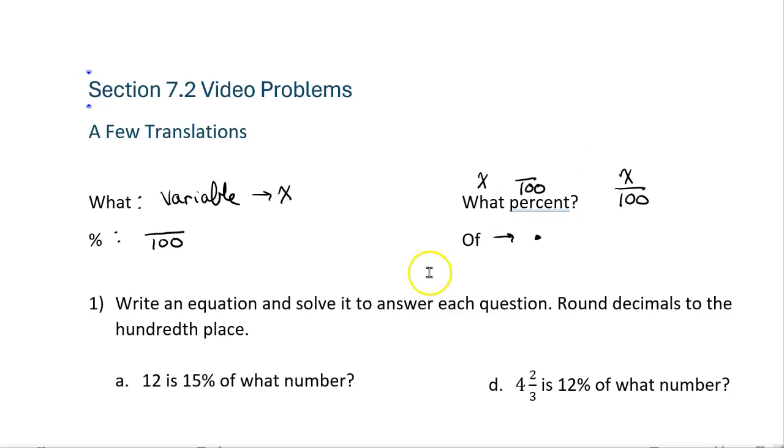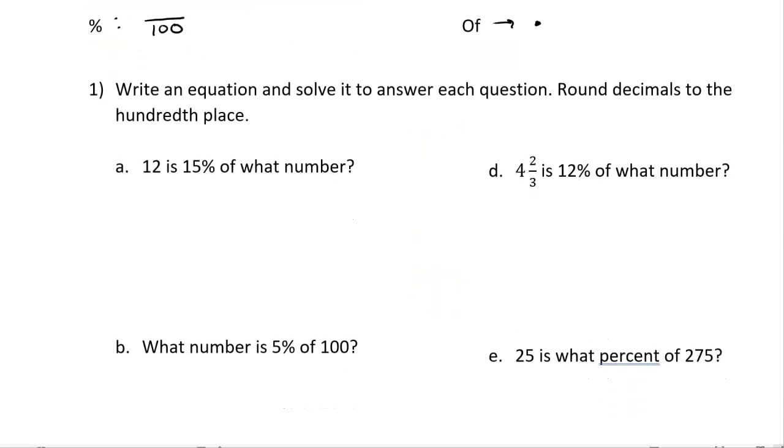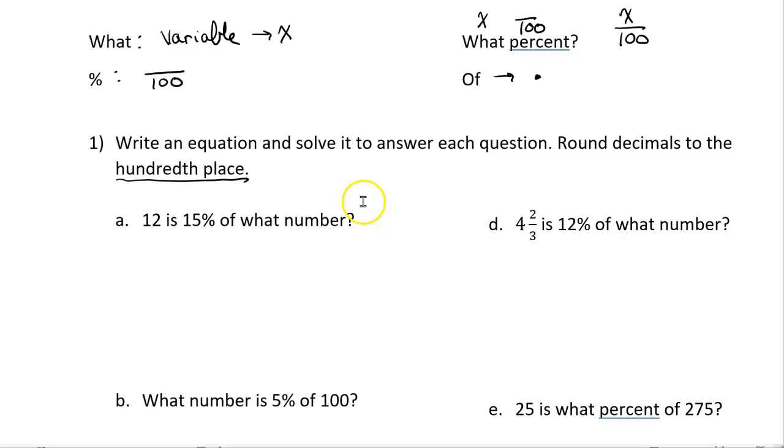Okay, so for the first one here, we have write an equation and solve it to answer each question. Round decimals to the 100th place. Translation is going to lead to that equation, and the reason I really like to use translation for these is when you translate, you end up with the equation that you need. So if needed, go ahead and write those translations down. I'll scroll here so that you can refer to those as we go through this.